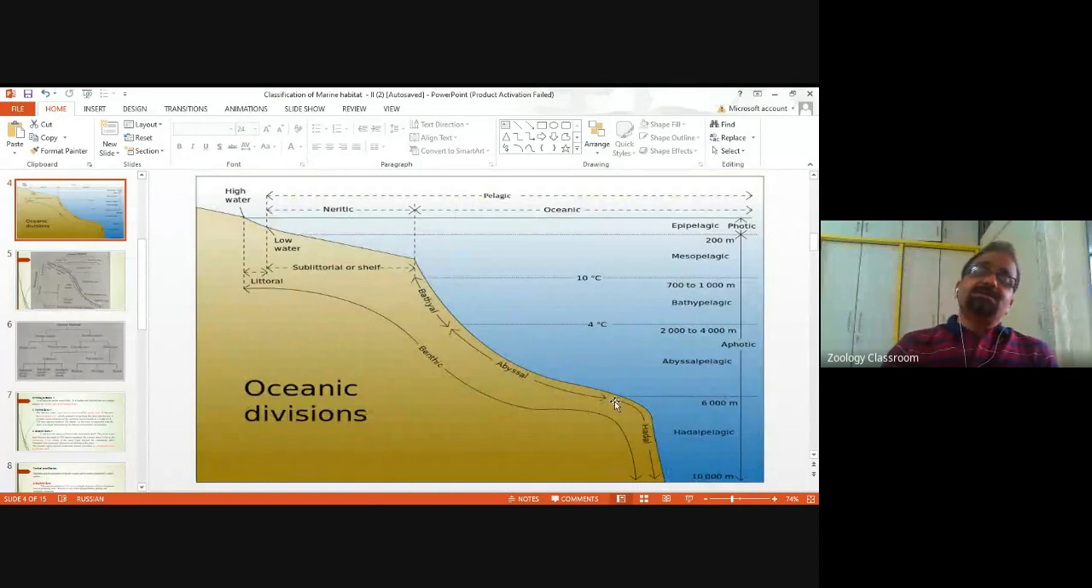In some parts the depth may extend beyond 6,000 meters. As quoted earlier, the average depth of the oceans is about 4,000 meters, but in some parts the trenches extend beyond 6,000 meters. So the continental slope as well as the trenches constitute the oceanic zone.